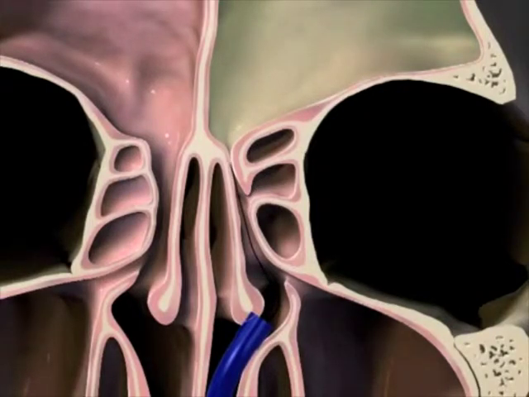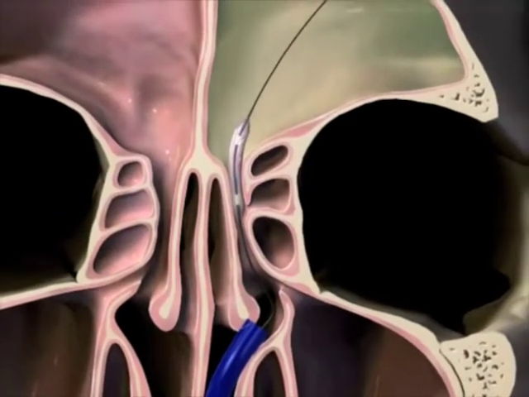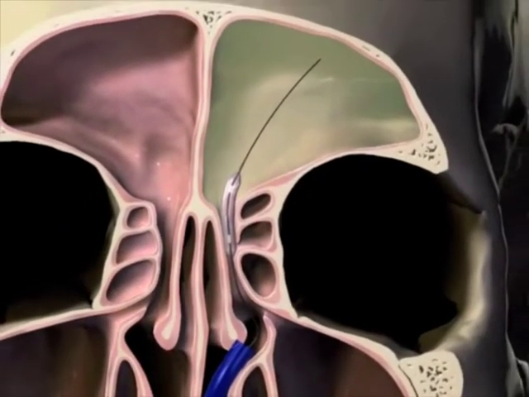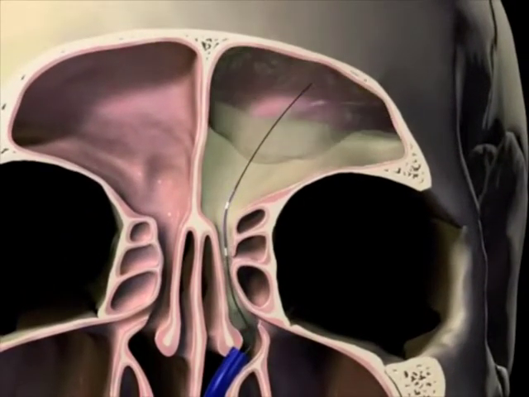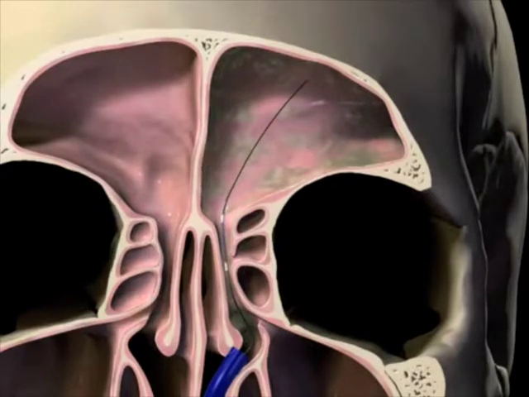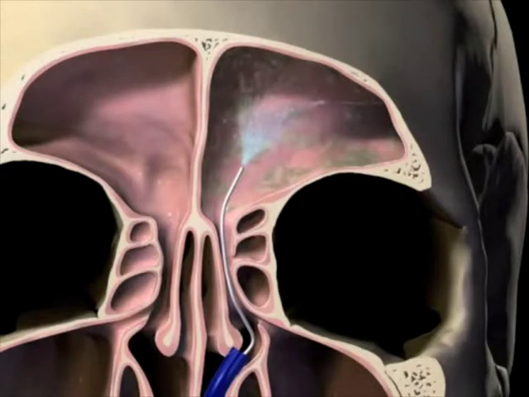Your doctor will use a guide wire to help position the balloon in the proper position prior to inflating the balloon. After placement, special catheters can also be used to irrigate the sinus to improve healing.